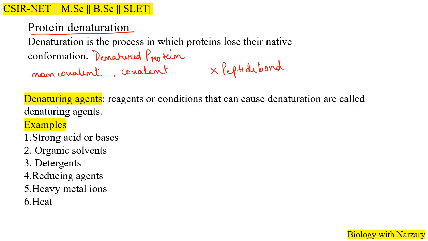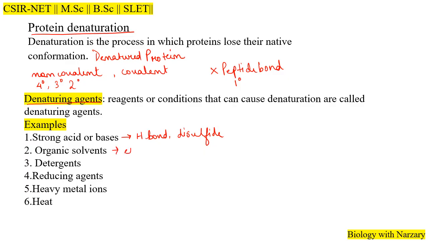Now, since it only includes the breaking of non-covalent and covalent bonds, protein denaturation includes the loss of quaternary structure, tertiary structure, and secondary structure of the protein, and it does not include the loss of the primary structure of the protein. Now, there are some reagents or conditions that can cause denaturation of the protein, and such reagents are known as denaturing agents. For example, strong acids or bases: when there is a change in pH, it will result in deprotonation or protonation of the side groups, and it will disrupt the hydrogen bonds and disulfide bonds of the protein structure.